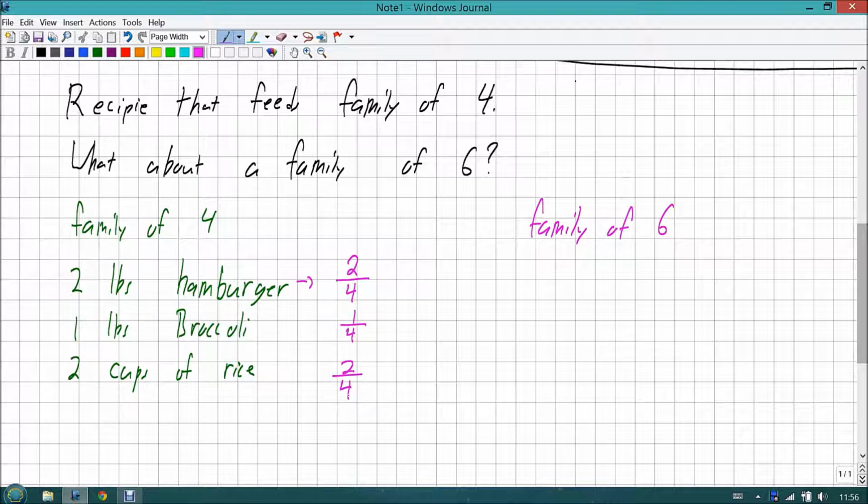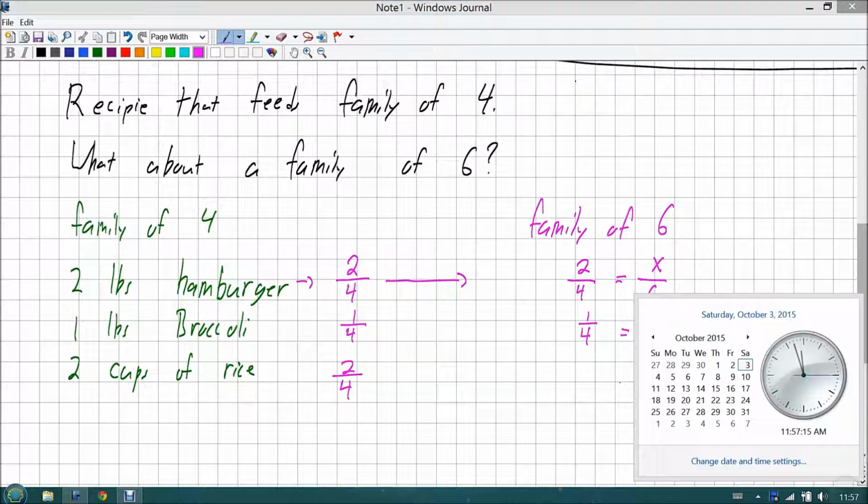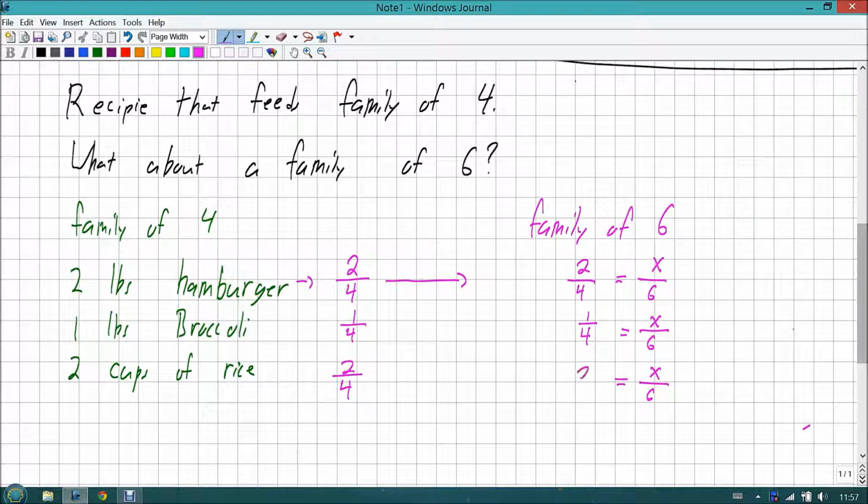And then for the family of 6, we keep the same ratios, but we need a proportion. We don't know how many pounds of hamburger we need for a family of 6, but we do know that we need 2 pounds for a family of 4. We don't know how many pounds of broccoli we need for a family of 6, but we do know that we need 1 pound for a family of 4. We don't know how much rice we need for a family of 6, but we do know that we need 2 cups of rice for a family of 4.